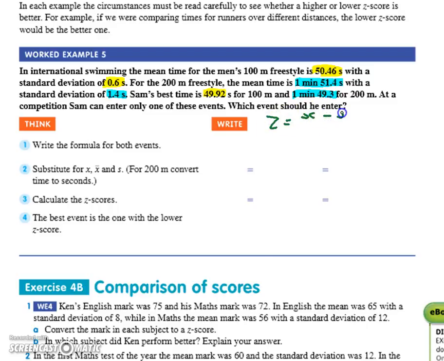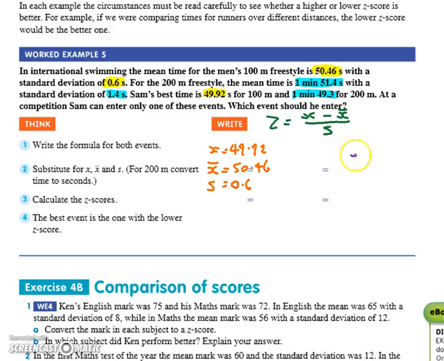So we've got our formula here. Z equals X minus X bar over S. Now we're going to write down what we know for each of them. For the 100 meter, we know that X is 49.92. The mean is 50.46. And the standard deviation is 0.6.